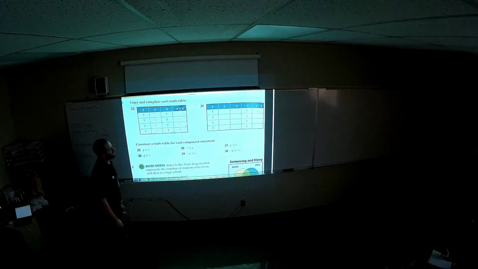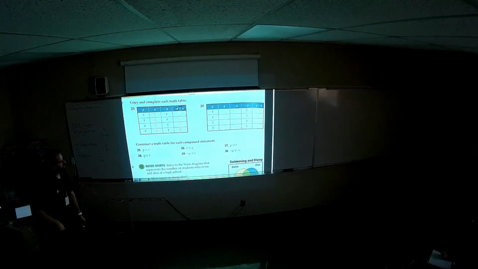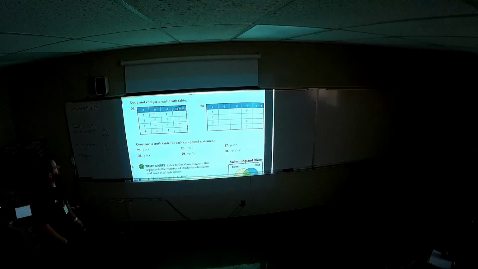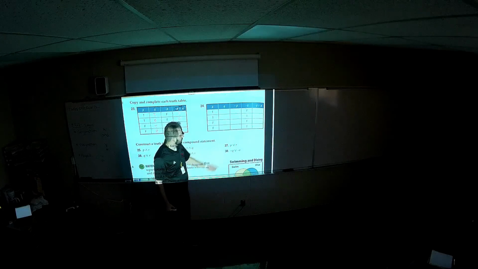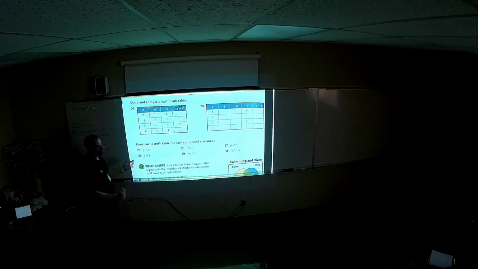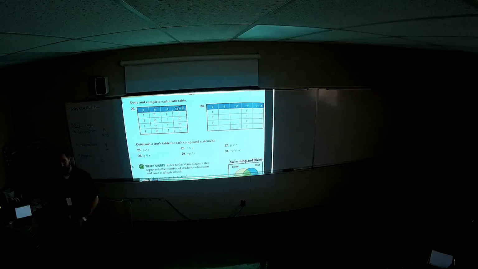Not quite sure where they give you a not Q column. You didn't even need that on 24. All right. Questions on 23? How that works? That's what you're doing down here. You're setting up your columns for these. You have no sentences to go off of, so you're not trying to find a truth value. Okay. Questions, comments, concerns?